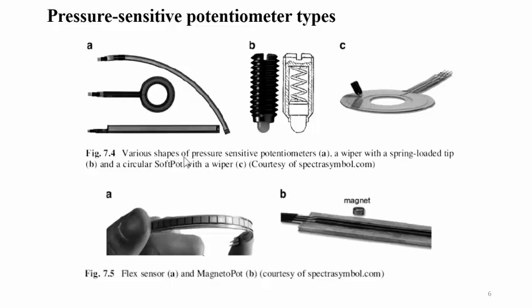So these are the different packages or types of this particular pressure sensitive sensor. Figure A shows the various shapes of pressure sensitive potentiometers, the circular, plane or other kinds of packages. The second, figure B, shows the wiper with a spring loaded tip. The third package is the circular soft pot with the wiper. So depending on the application or need of the system, different packages or types of pressure sensitive sensors are available in the market.